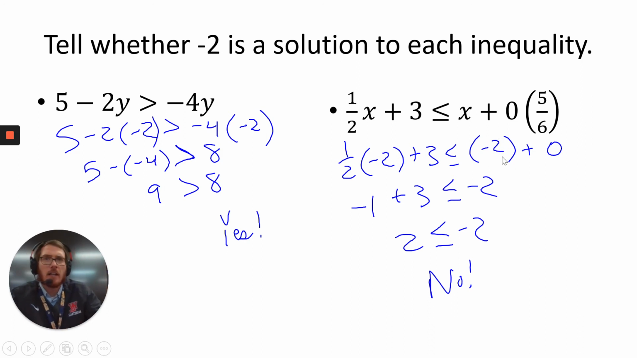In the second one, you have negative 2 plugging in for the x value. You say, well, how do I know if it's for x or if it's for y? Whatever variable you're looking at, you plug it in. Okay, and you go through and simplify through. 1/2 times negative 2 is negative 1, plus 3 is 2.